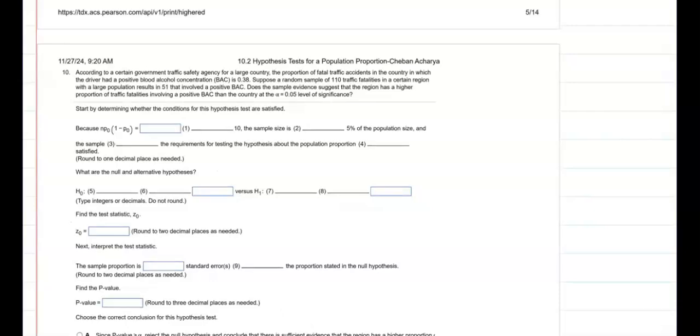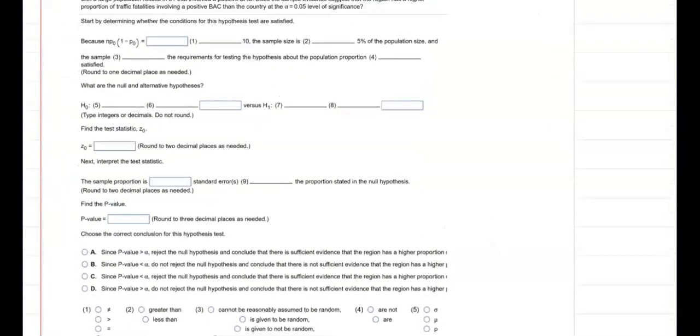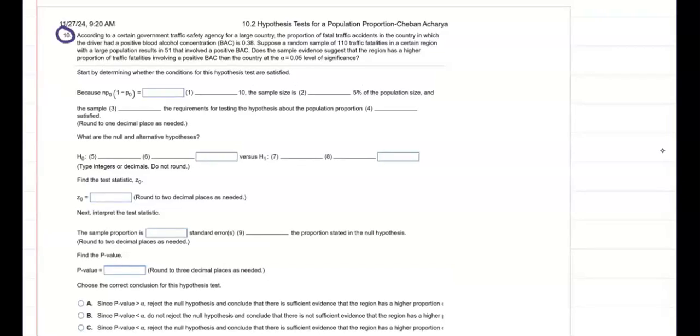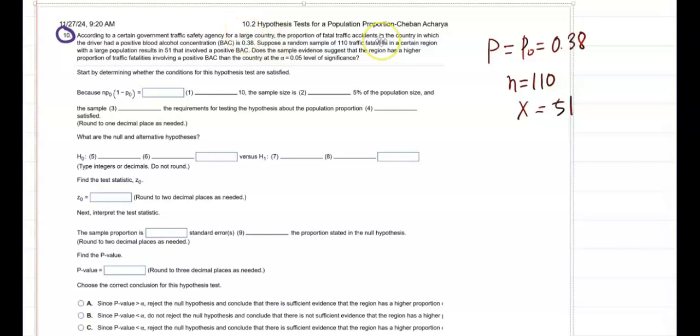Question number 10 is similar. I'm not going to do all of it. I'm just going to give you the information that you need to input in the calculator. So here, you read the question carefully. This is the proportion, so p0 is going to be 0.38. That's the proportion they give you. And suppose that a random sample of 110 traffic fatalities, so n equals 110, and the x value is going to be 51. So you have this information so far from this sentence here.